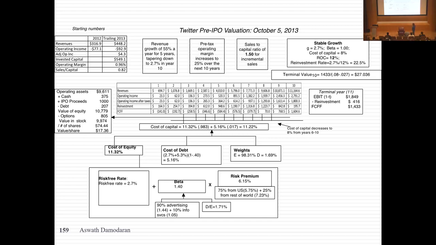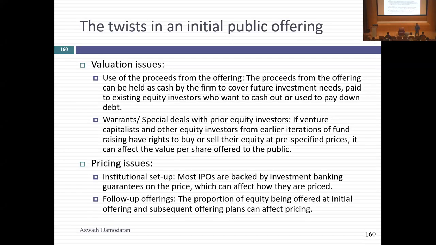So we're going to talk about what to do in the case of Twitter. The IPO proceeds were $1 billion, and you will notice that it gets added on to the value. Why? Because the day after the IPO, your cash balance is going to increase by $1 billion. And Twitter told me that they were going to keep the proceeds in the company. Everything else about this valuation, I've done pretty much what I've done with a public company. But let's talk about the issues that are IPO specific.